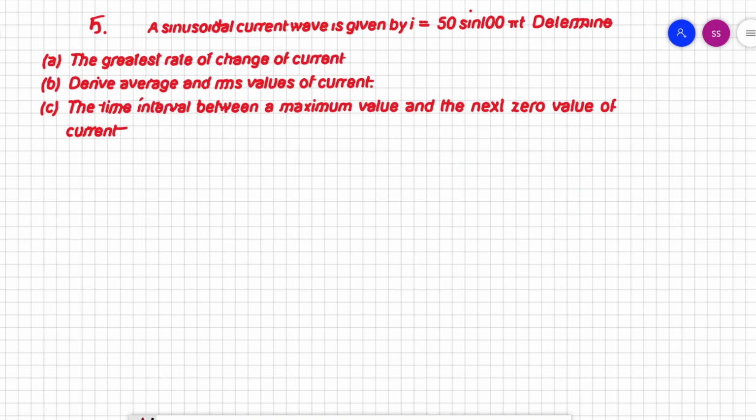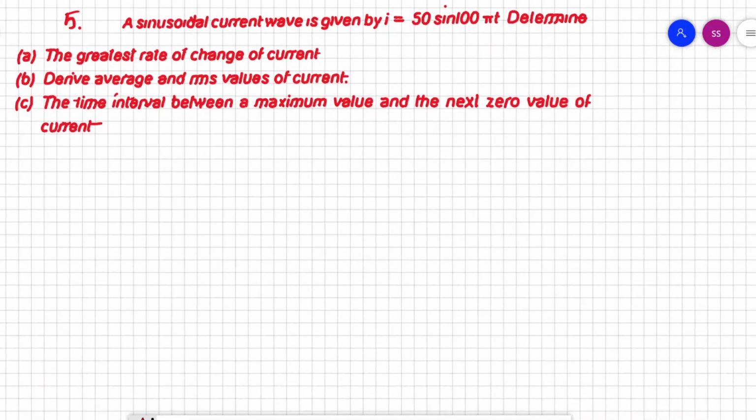Here we have the fifth question. A sinusoidal current wave is given by i equals 50 sin 100 pi t. Then we need to determine the greatest rate of change of current. Second, derive the average and RMS values of current. Third, the time interval between a maximum value and the next zero value of current. This is a little bit interesting. We are given a current waveform, so let me write that here.